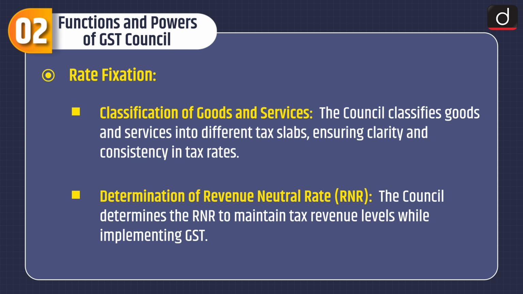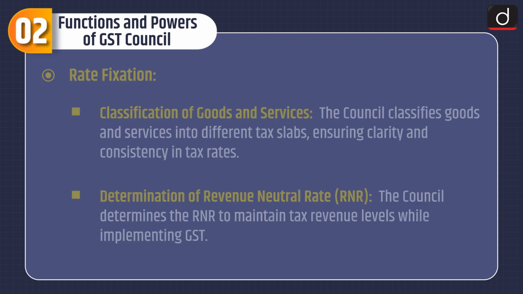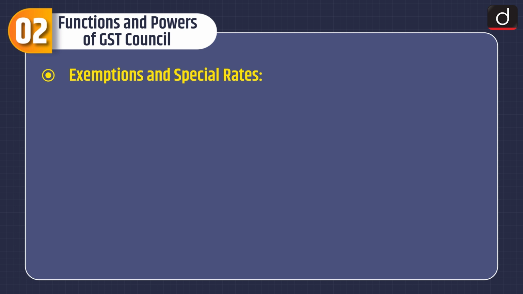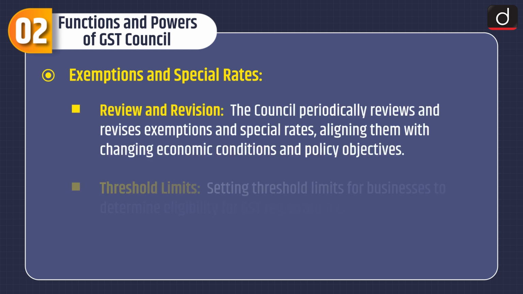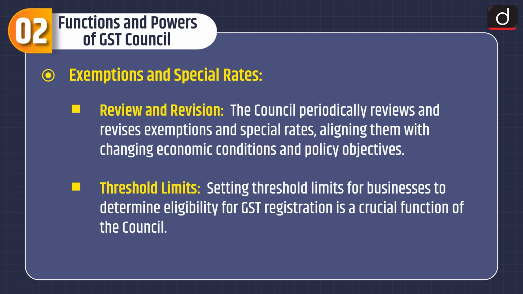Determination of revenue neutral rate, that is RNR. The Council determines the RNR to maintain tax revenue levels while implementing GST. Exemptions and special rates. Review and revision. The Council periodically reviews and revises exemptions and special rates, aligning them with changing economic conditions and policy objectives.